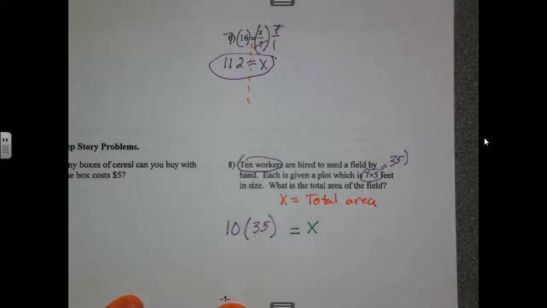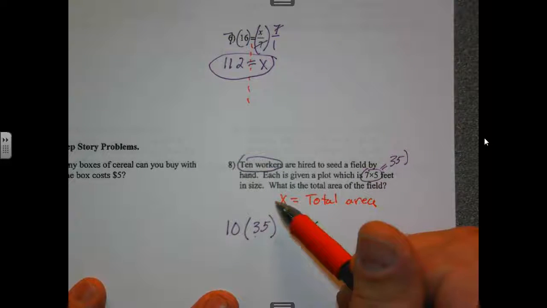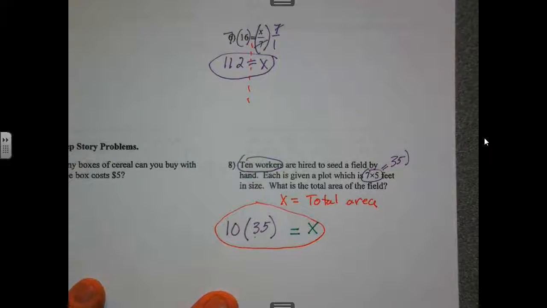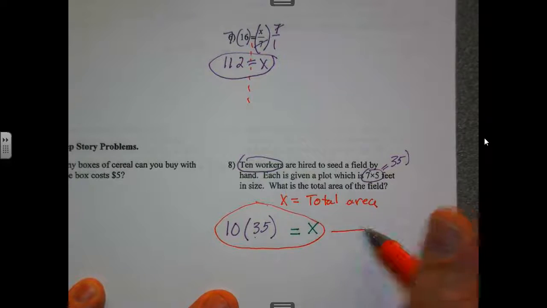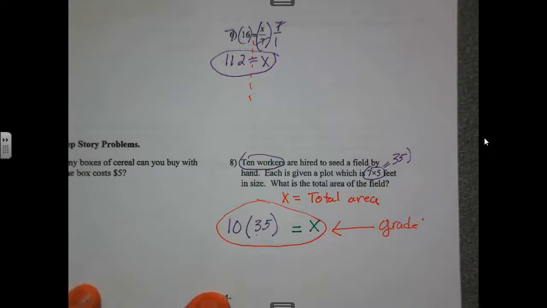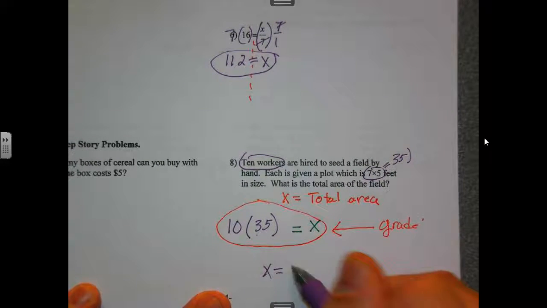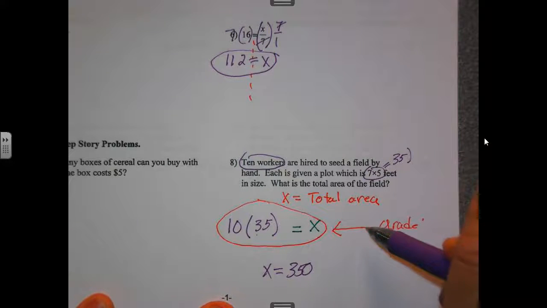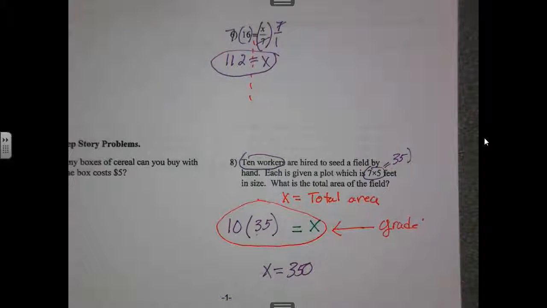By the way, this is what you're going to get graded on the test. The algebraic equation. Yeah, if you just put down here x equals 350, you will not get credit for the problem. I want the algebraic equation. ¿Comprendes?